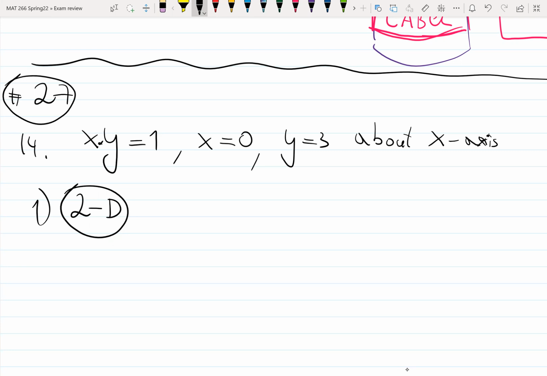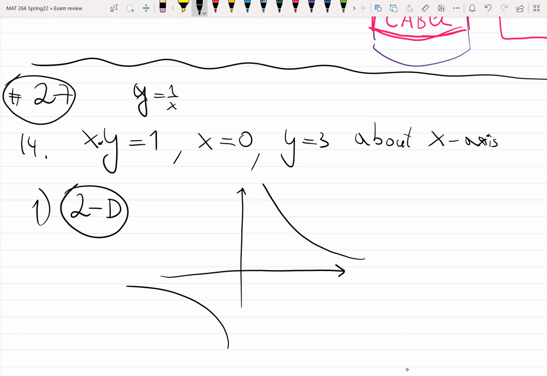So let's do it. X times Y equals 1. It's the same thing as Y equals 1 over X, kind of, right? So that is this kind of function, like so. But we don't need both parts. We only need one part. So let's erase this one. Sometimes people say only in the first quadrant and stuff like that.